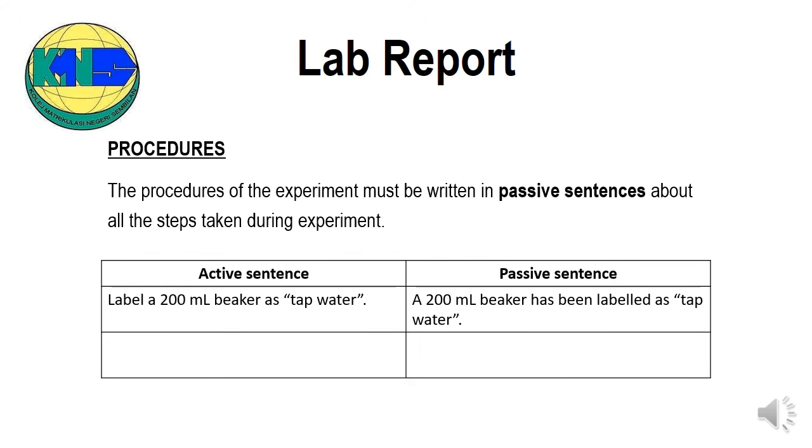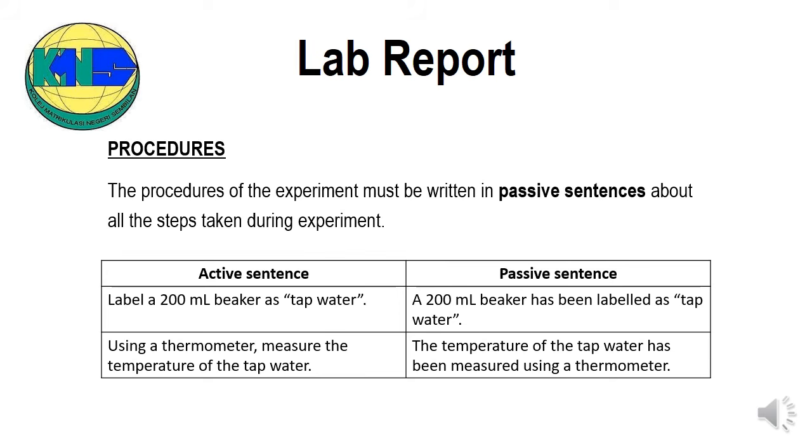Let's look at another example of an active sentence. Using a thermometer, measure the temperature of the tap water. The same sentence as a passive sentence: the temperature of the tap water has been measured using a thermometer.